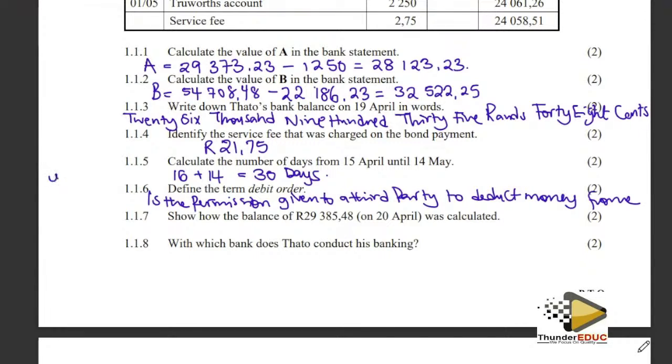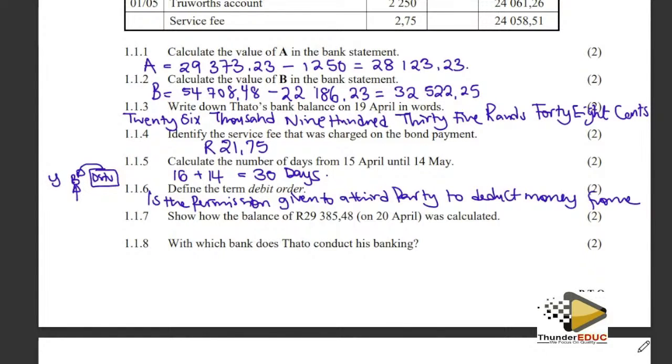Here you are, then there's a bank, and there's another company that takes money. For example, let's say DSTV. So you give permission to DSTV to take money from your account. So the permission is given by you to the bank to allow this company to take money from your account. Someone might say, debit order is the action of allowing the bank to pay on your behalf.